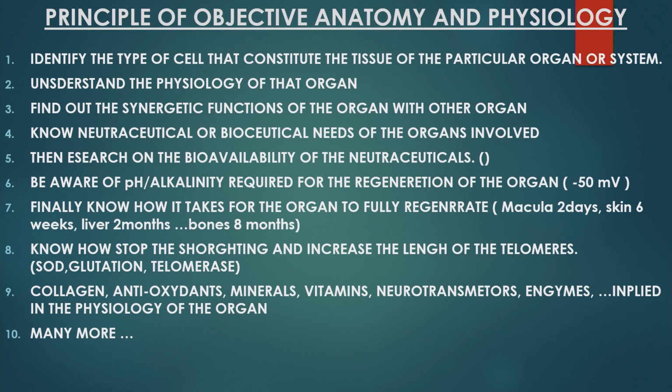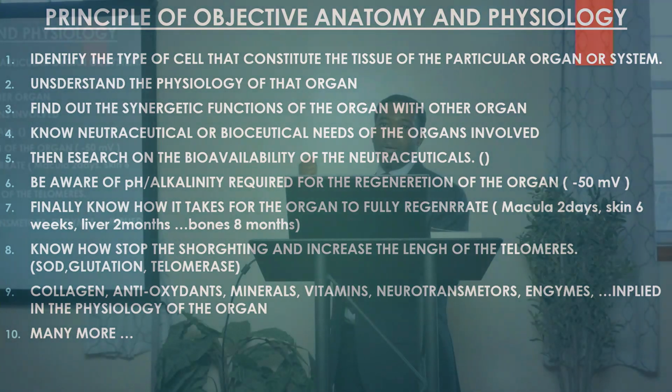Okay? For the liver, you need 2 months to do it. For the bones, you need silica, iron, magnesium. Okay? Where do I get them from? Sea moss, green juice, all of that. Okay? Then how to stop the shortening and increase the length of the telomere. You need glutathione, and then you need SOD. Look at the work of Dr. Al Sears. This is the best in dealing with telomeres.